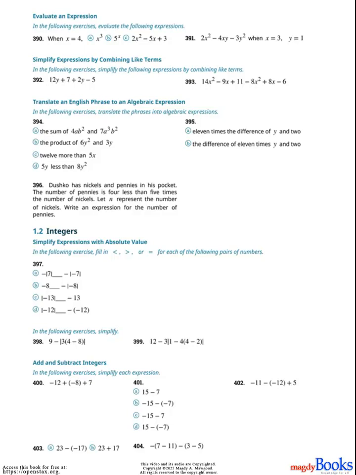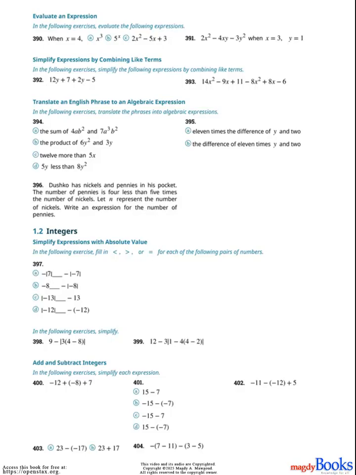C. The absolute value of negative 13, blank, minus 13. D. The absolute value of negative 12, blank, minus (negative 12). In the following exercises, simplify. 398. 9 minus the absolute value of 3 times (4 minus 8). 399. 12 minus 3 times the absolute value of 1 minus 4 times (4 minus 2).